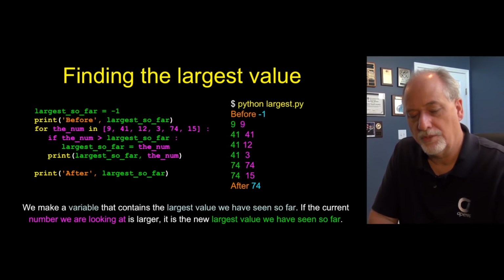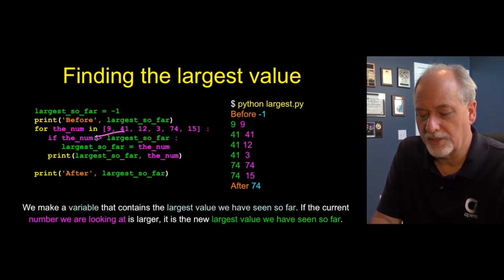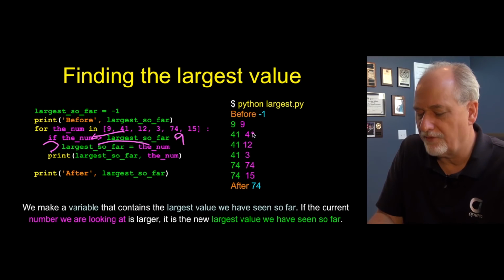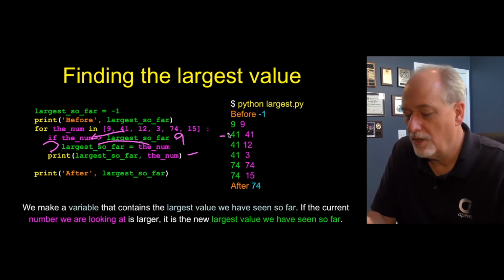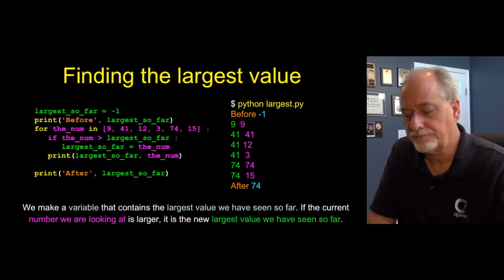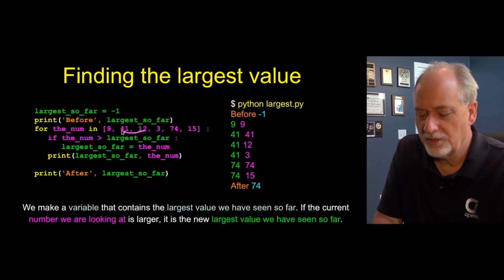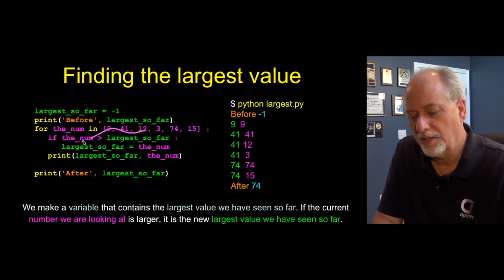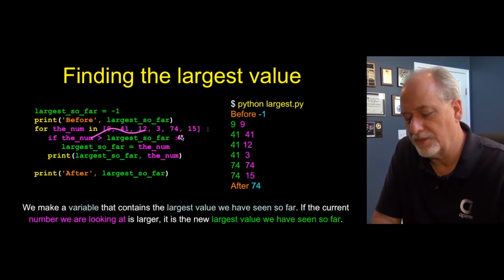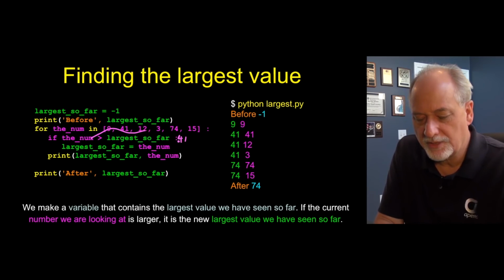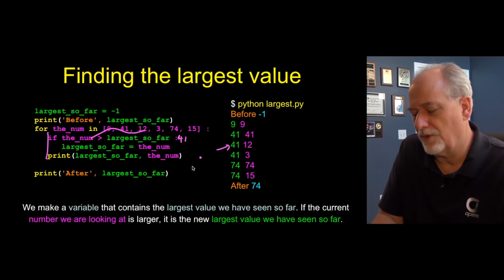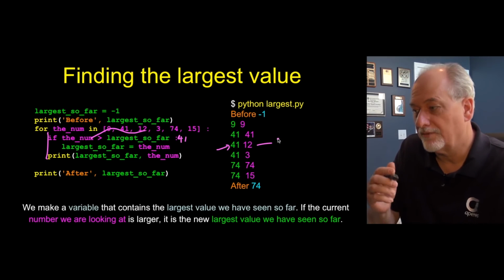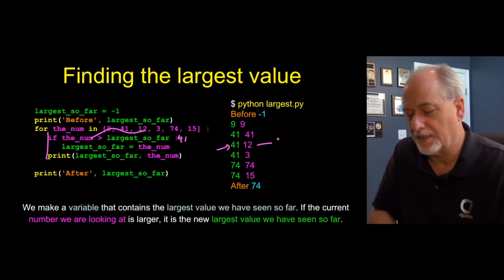Then we do it again. So now 41 comes in. And is 41 greater than 9? The answer is yes it is. So we're going to run this code, copy 41 into largest so far, and then print it out, and largest so far is 41 after we saw the number 41. Now we're going to run the loop again with 12, okay, and you get the idea, I hope. Is 12 greater than 41, which is the largest we've seen so far? And the answer is no, it is not, so we skip. So the largest so far stays 41 even though we saw 12, meaning we're sort of like ratcheting up, but we never ratchet back down.